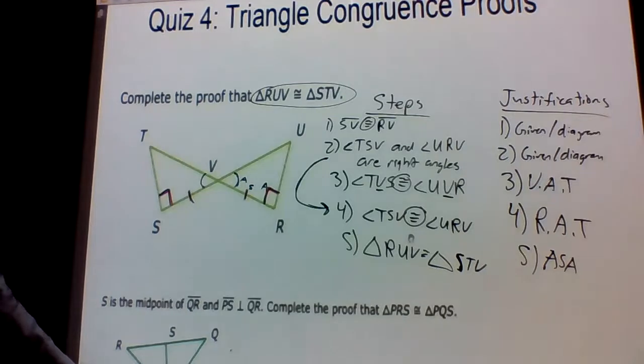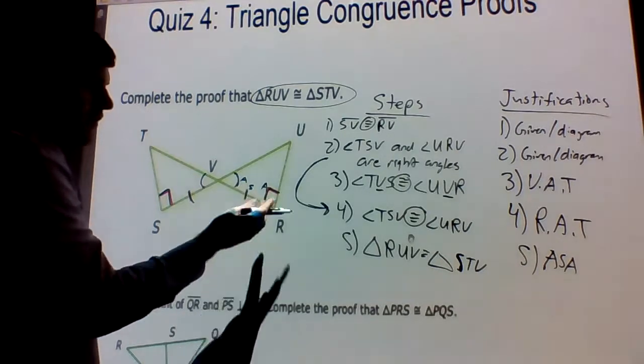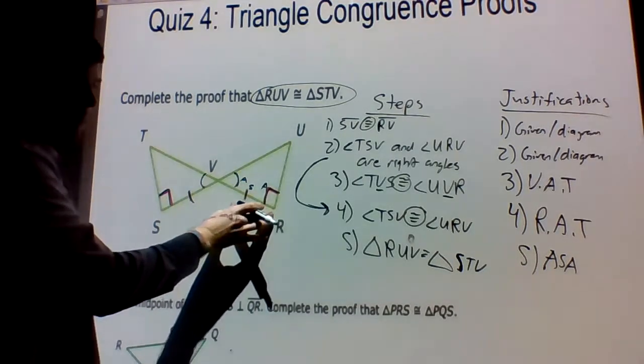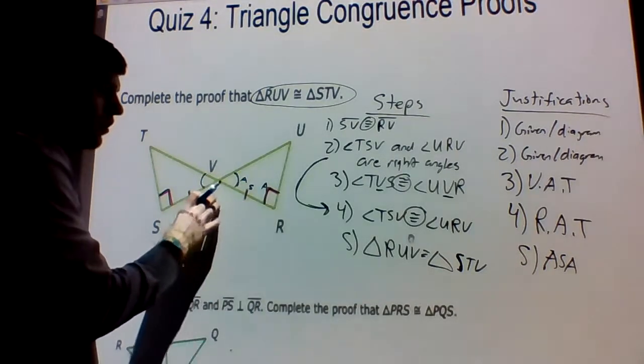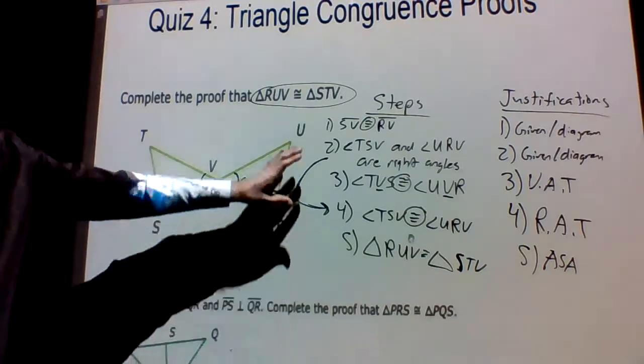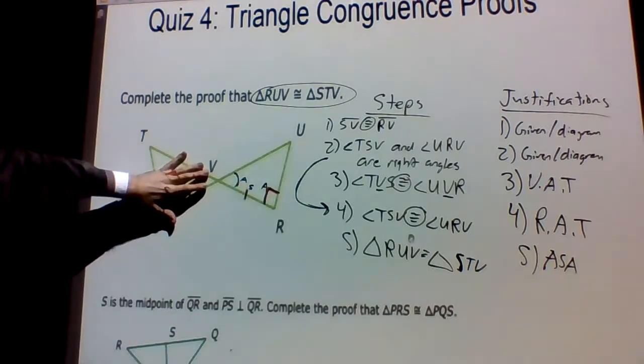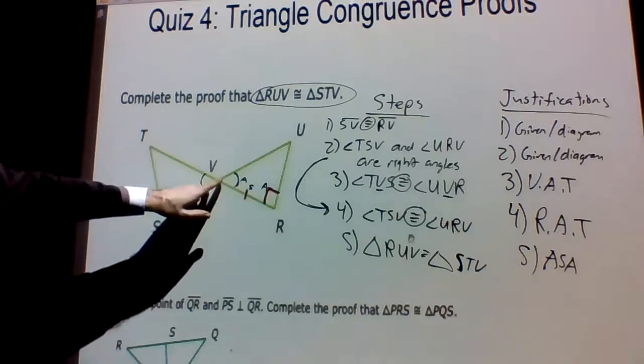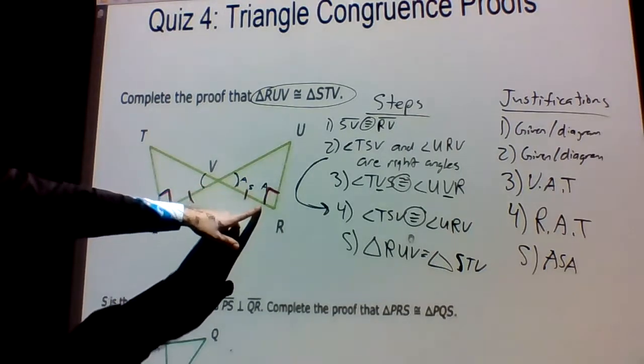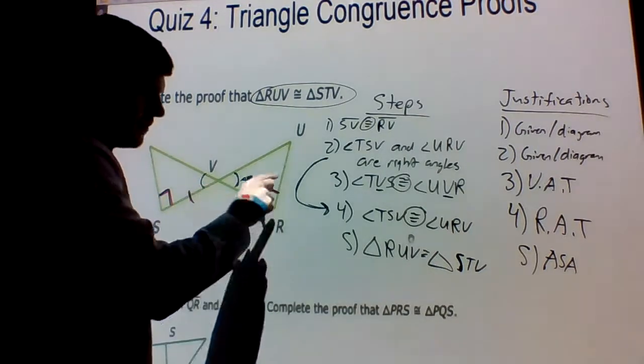Okay, what do we know about right angles? We know right angles are always congruent by the right angle theorem. And then we have angle side angle. Again, always draw in the marks in your diagram so you know what you're dealing with. You know what you have written down, and it makes it really easy to determine what postulate you're going to use to prove the triangles are congruent. You just go in order.